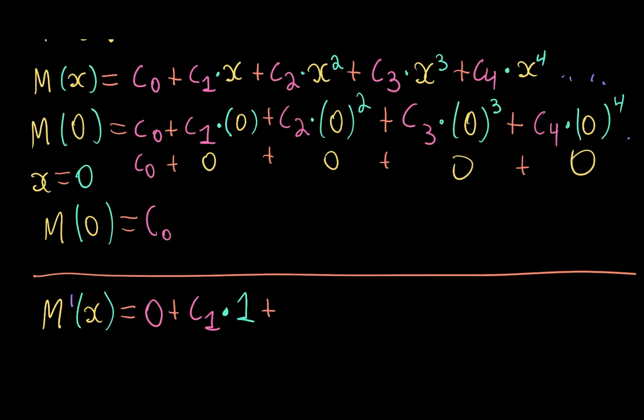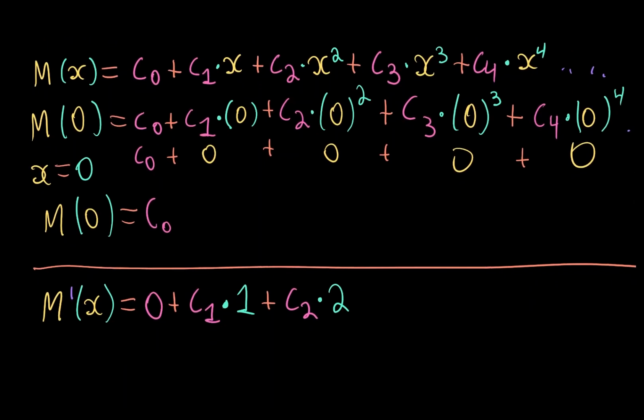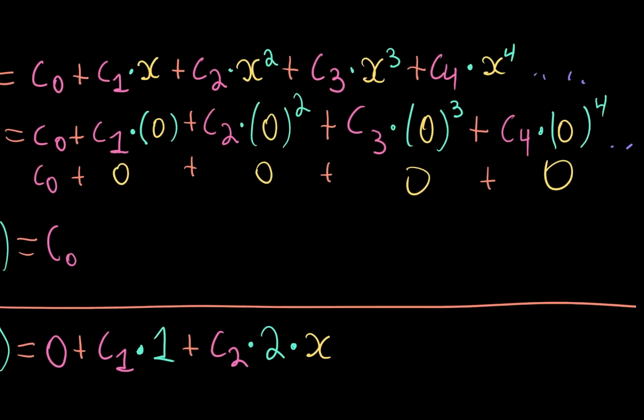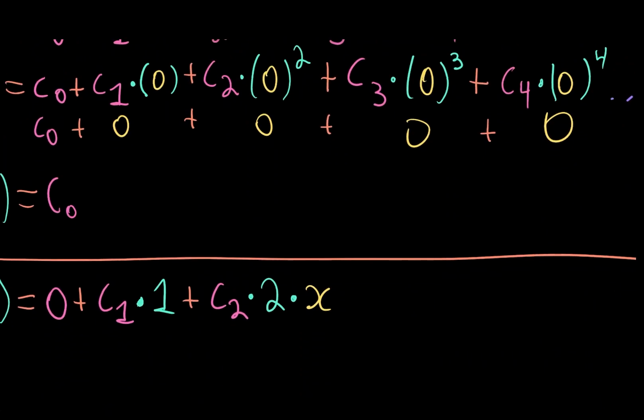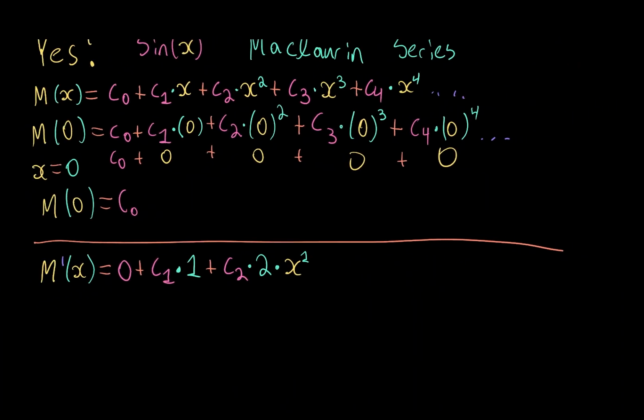All right, so plus C2 times 2 because of the power rule, right? The 2 comes down, and then this becomes times x, because the 2 came down and the x just gets reduced to 1. So let's just write a 1 to make it simpler. And then let's keep writing, plus C3 times, guess what? 3 times x to the power of 2.